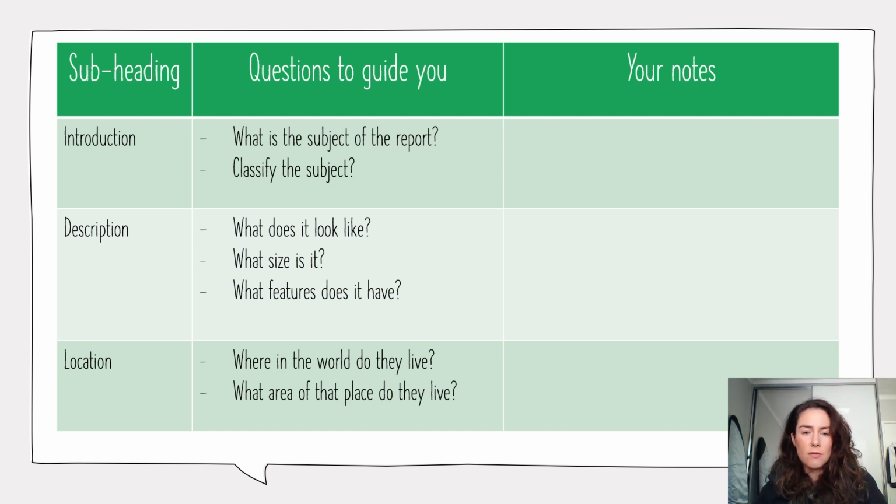Then for our description paragraph, we're going to have what does it look like, what size is it, what features does it have. Again, just some dot points on that, and then location. When we've looked at informative text in the last few weeks, the rows in these tables are each of the paragraphs. So introduction is paragraph 1, then description is another paragraph, location is the next paragraph. You'll write your dot points in here today, and in the next lesson you'll use your dot points to write in full sentences.